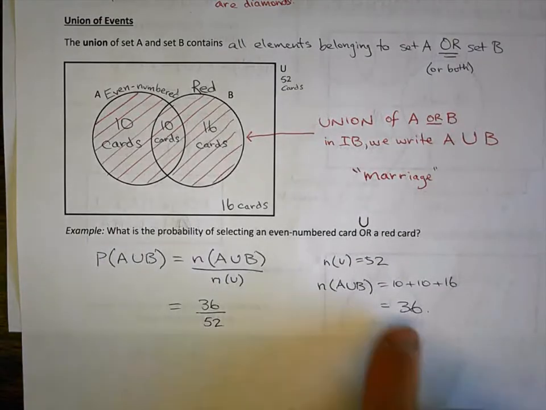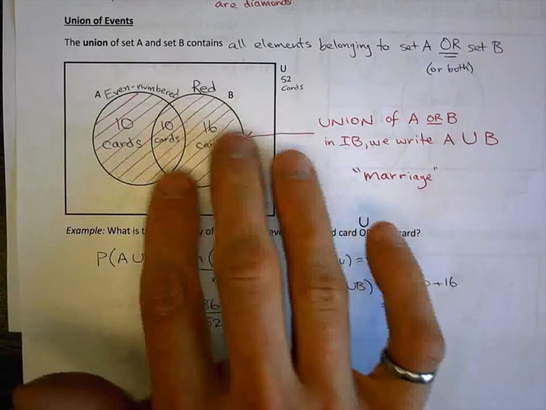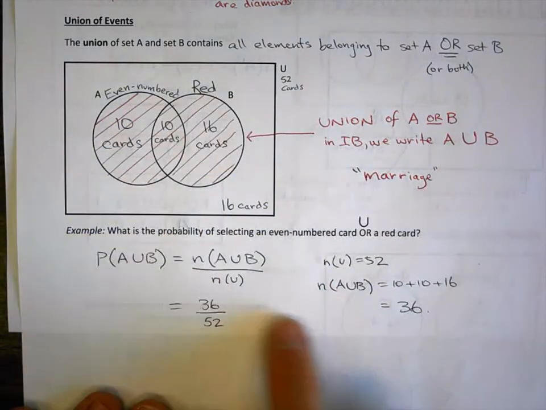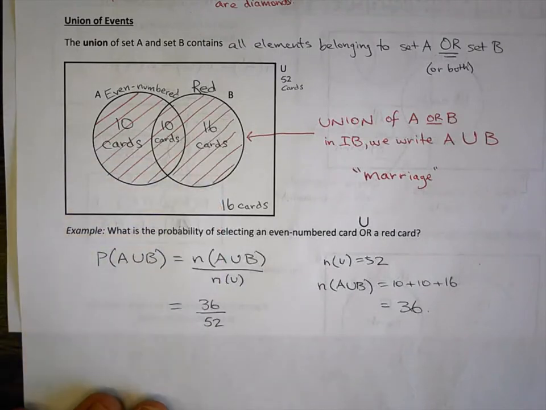So that is union. Anytime you see "or", or if you're talking about a lot of possibilities, you end up with a union, and you calculate it. You can use a Venn diagram to help you.